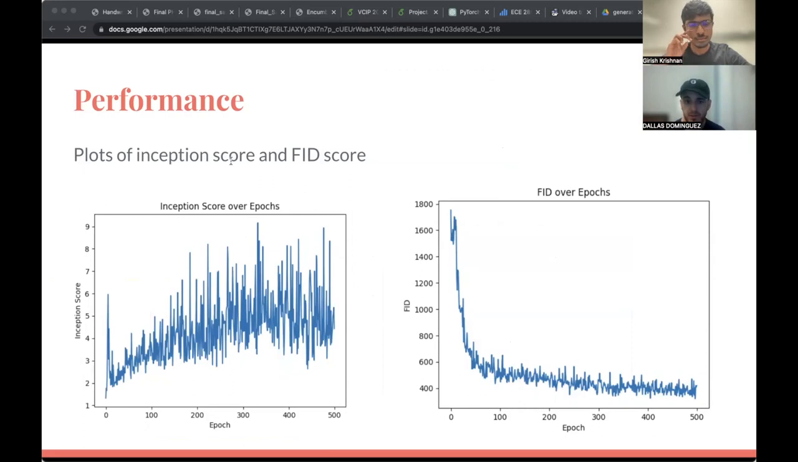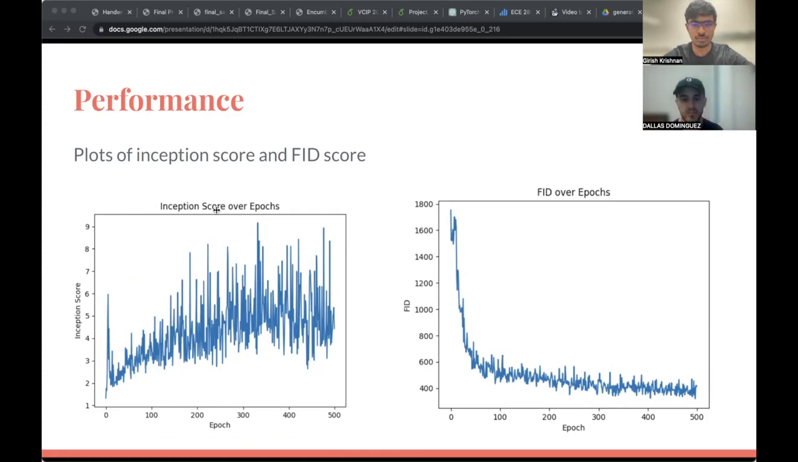In terms of performance, we used two metrics, which are the inception score and the FID. Inception score measures how well the images can be classified by an inception model and the diversity of the generated images. We can see that our model has an inception score that gradually increases over 500 epochs. GANs are notoriously challenging to train, and they can be prone to instability. The oscillations in the inception score that we see here could be a symptom of the generator and discriminator struggling to find a stable equilibrium during training.